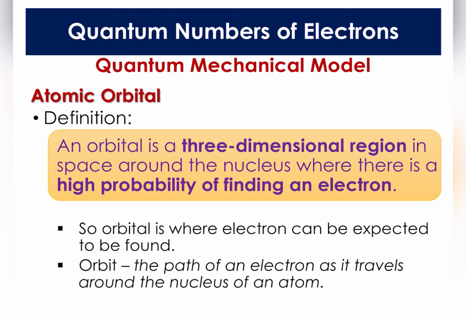Dan seterusnya, term yang awak akan belajar juga adalah orbit, di mana orbit is the path of an electron as it travels around the nucleus of an atom, because nucleus is in the middle or at the center of atom.